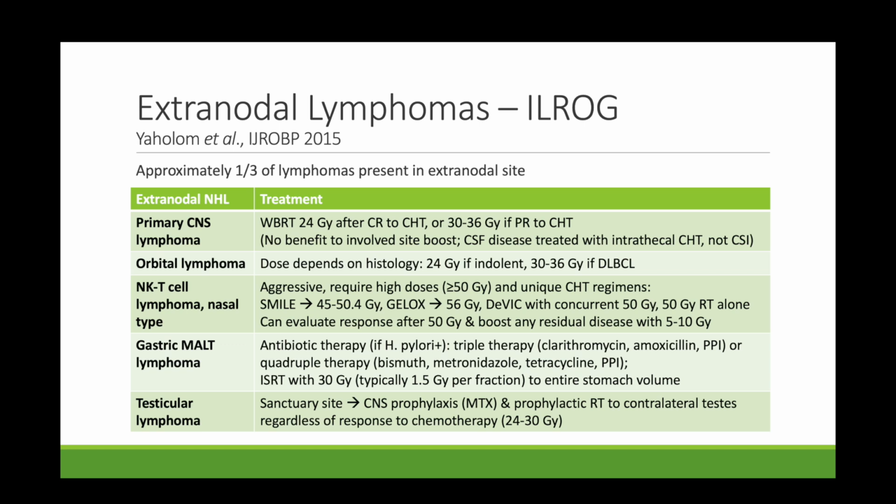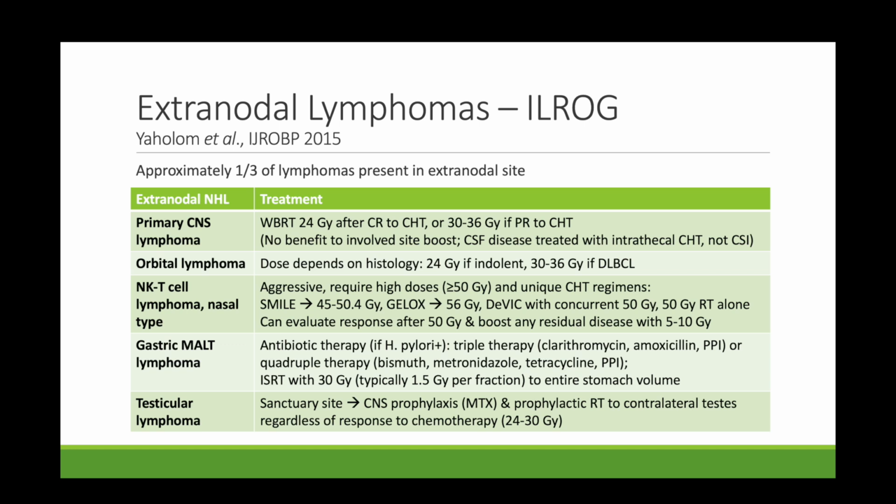For orbital lymphoma, the dose really depends on histology. If it's something indolent, such as a MALT lymphoma, remember we said 24 gray is adequate, and the new data I just referenced from MD Anderson also shows that 4 gray in 2 fractions has very, very minimal toxicity, and up to 90% of patients might actually have a pretty good response to that. If it's DLBCL, though, then for an orbital lymphoma, you would still do 30 to 36 gray.